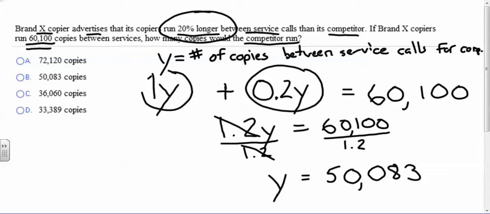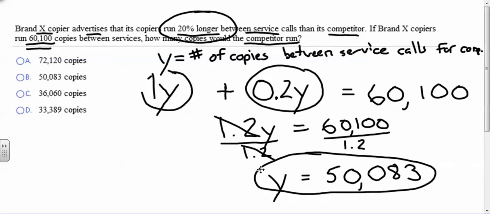So in other words, if you buy brand Y, you're going to have to call service more often because there's only 50,000 roughly copies between service calls. But if you buy brand X copiers, you get an extra roughly 10,000 copies before you have to call for service. So let's see if that is one of the options, and it is one of the options. It's B.